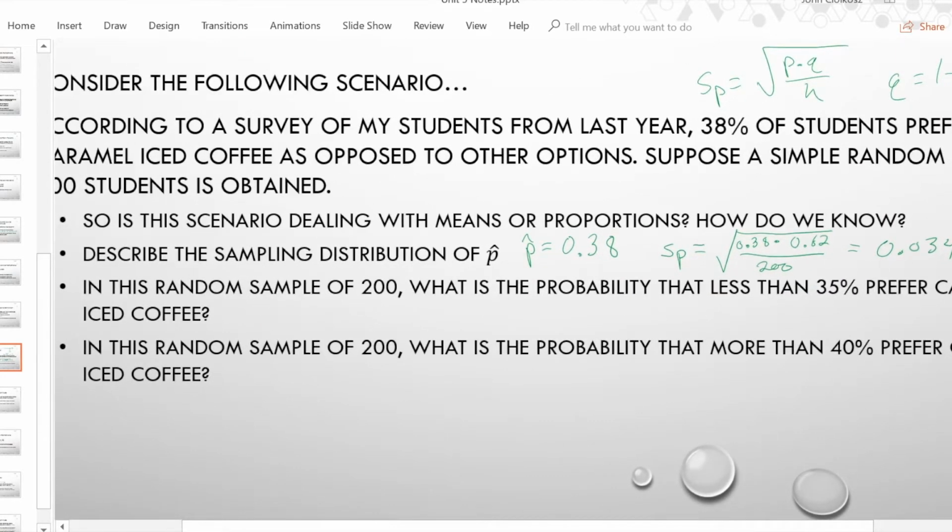Okay, so I want normal CDF because I'm finding a probability. My lower bound is 0, upper bound is 0.35. My expected value here, my P is 0.38. And my sample standard deviation is 0.034.